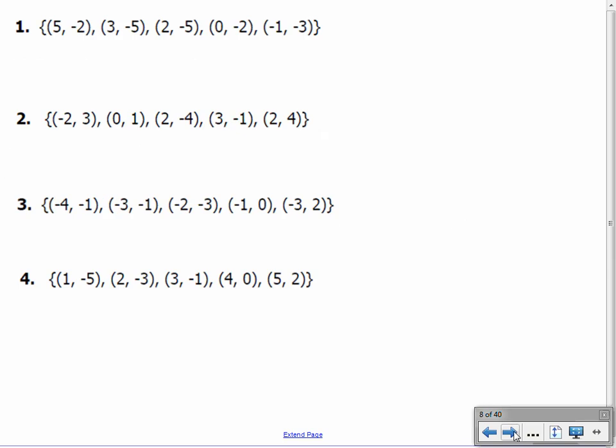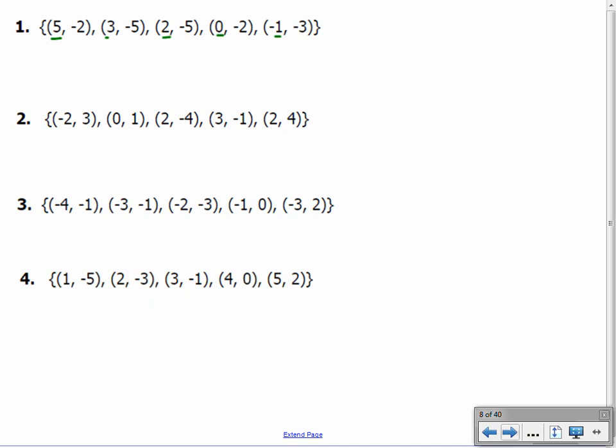But we're going to start off with just some sets of ordered pairs. Each of these is a relation. We're trying to determine which of these relations are functions, which is more specific. We have to make sure that each x value has only one y value that it's paired with. So like we said, we're looking to see, do we have any repeating x values?